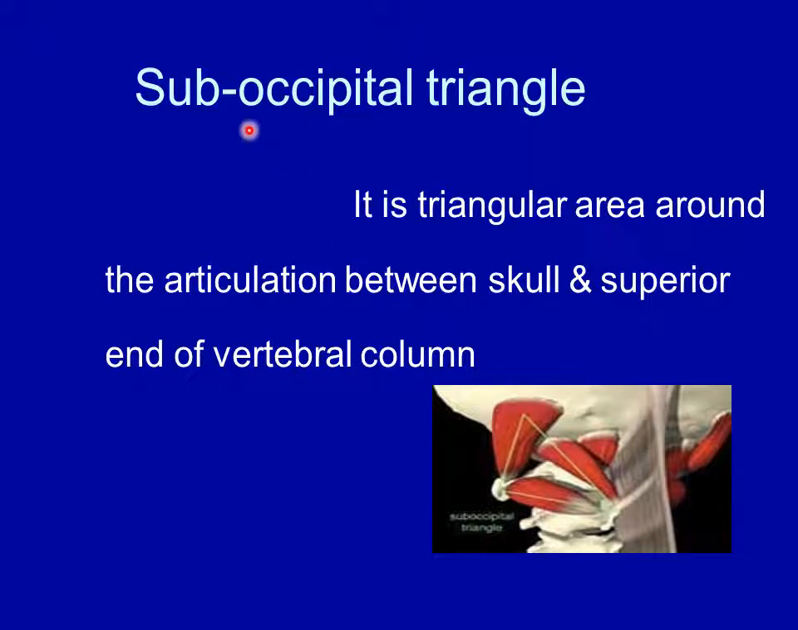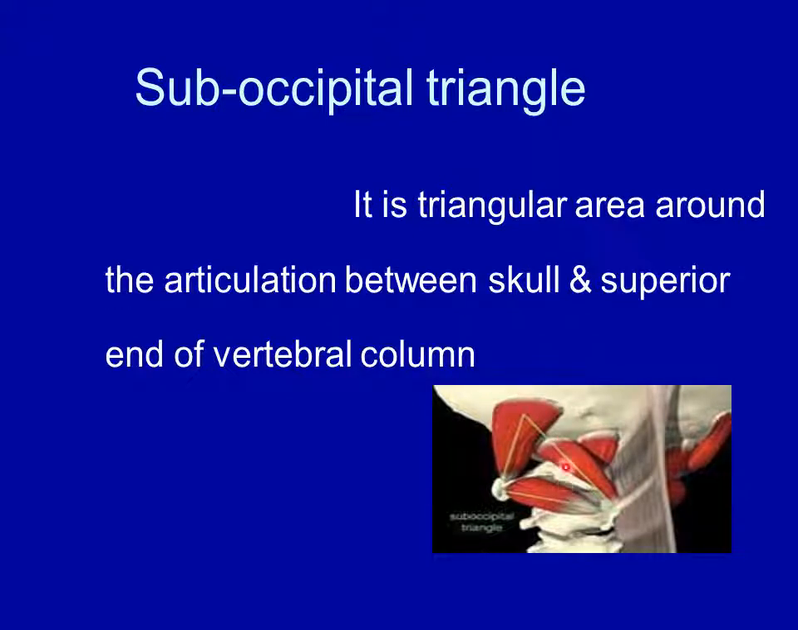Good morning dear students. Today we are going to discuss the suboccipital triangle. Sub means below, occipital means the occipital region. So below the occipital region we have a triangular area which is known as the suboccipital triangle. It is the triangular area around the articulation between the skull and the superior end of the vertebral column.